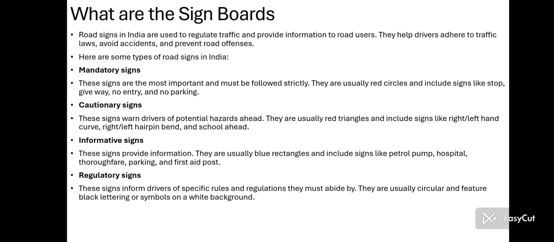Cautionary signs are usually red triangles that warn drivers of potential hazards. Informative signs are usually blue rectangles that provide information on direction, destinations, and roadside facilities. Some examples of other road signs include the flood gauge sign, which informs drivers of areas that are prone to flooding.